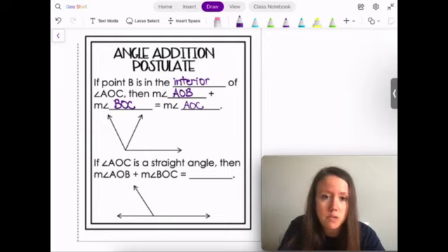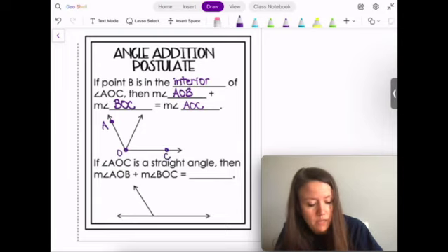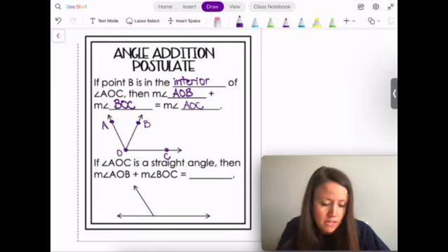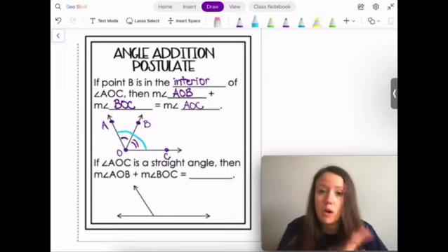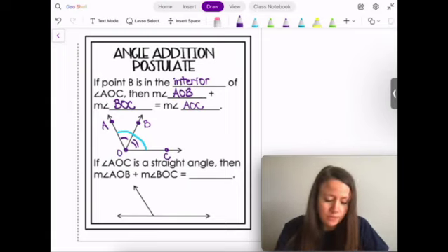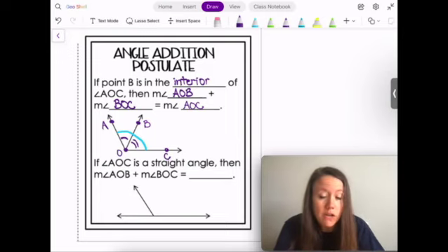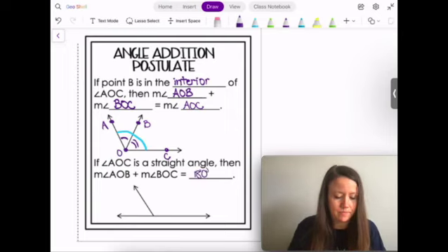So since it said AOC, we have AOC with the interior point being B. So it should make sense that this little angle and this little angle all together should add up together to make this big angle. That's what all that fancy word means, okay? And then the next part just says, what if it's a straight angle? Remember, a straight angle has 180 degrees, so those two measurements just add up to 180 degrees.